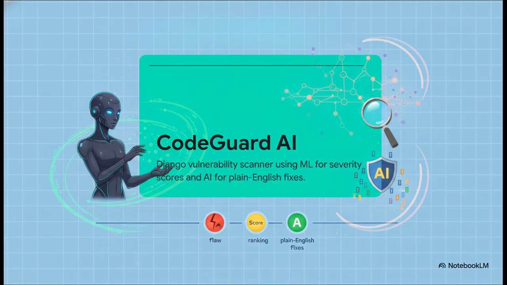At its core, yes, it's designed as a final-year college project, but honestly, it operates with the logic of a much more mature system. Instead of just throwing a giant wall of red error text at you, it uses that machine learning model to give a specific severity score to every single finding and then hands that data off to an AI API to generate explanations that a human can actually understand.